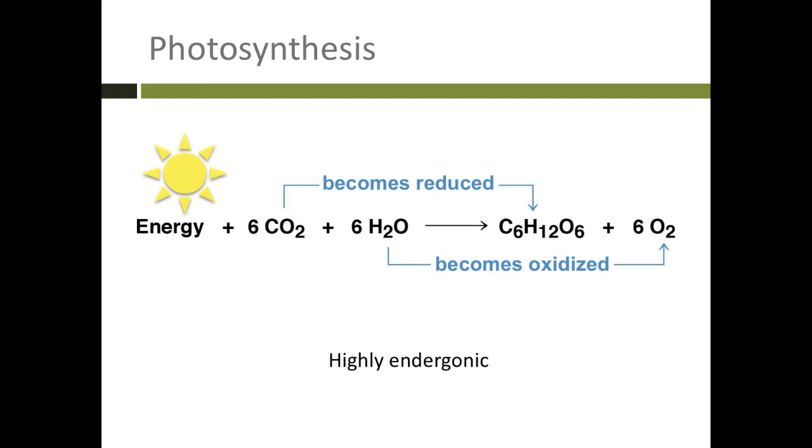The carbon is going to be gaining electrons and becomes reduced, forming glucose. The water is going to lose its electrons. It becomes oxidized to become molecular oxygen. Glucose stores the photon energy from the sun as potential energy, ready to be broken down and converted to ATP when the organism requires it.